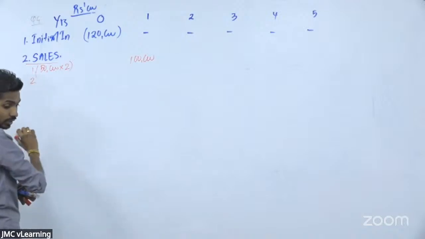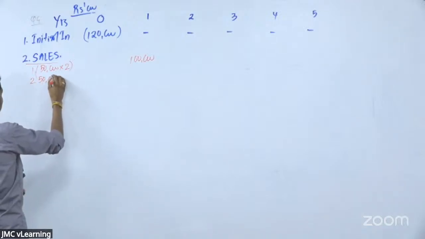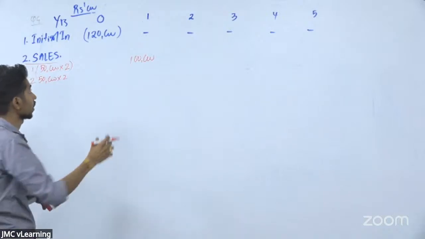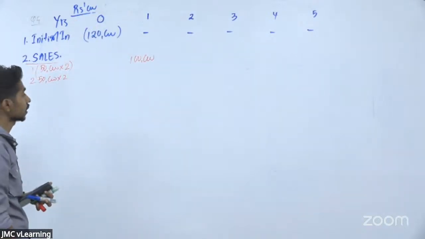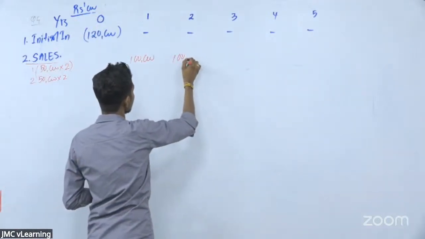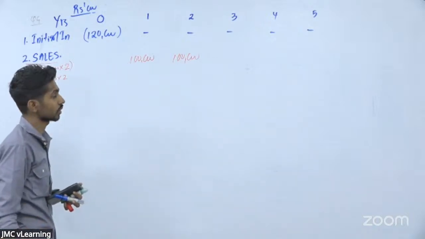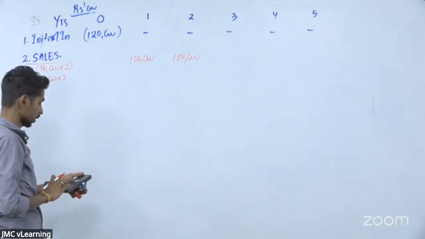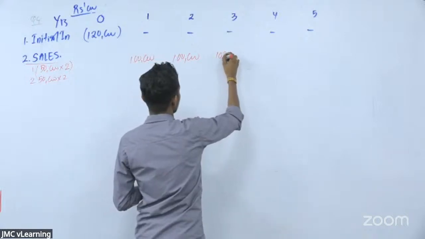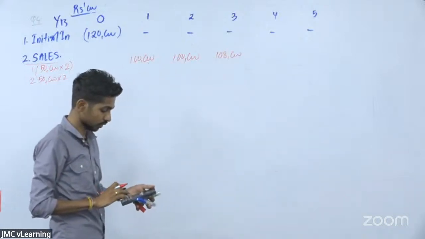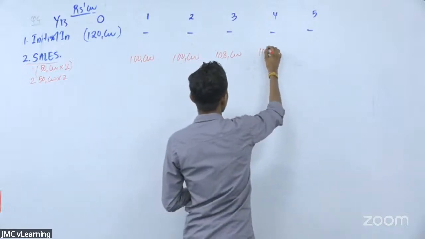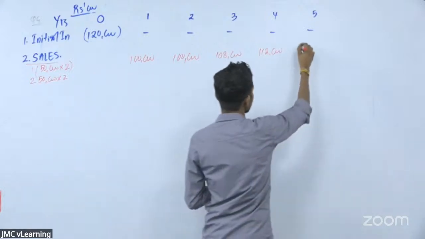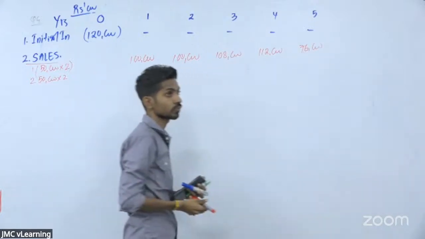Then year 2, how many tests? Same, 50,000. What is the price per test? 2,000, but here we take the 1000 figures. So year 2 also you will receive 100,000 rupees. Year 3, you don't need to write it down: 54,000 into 2, 108,000. Year 4, 56,000 into 2, 112,000. Last year, 38,000 into 2, 76,000. That is our sales or revenue.